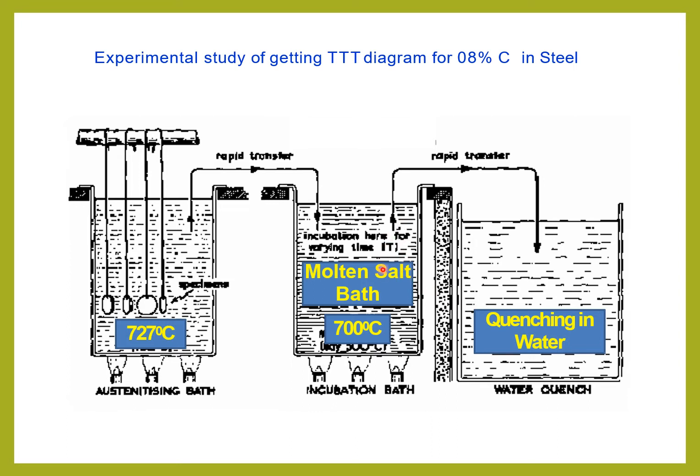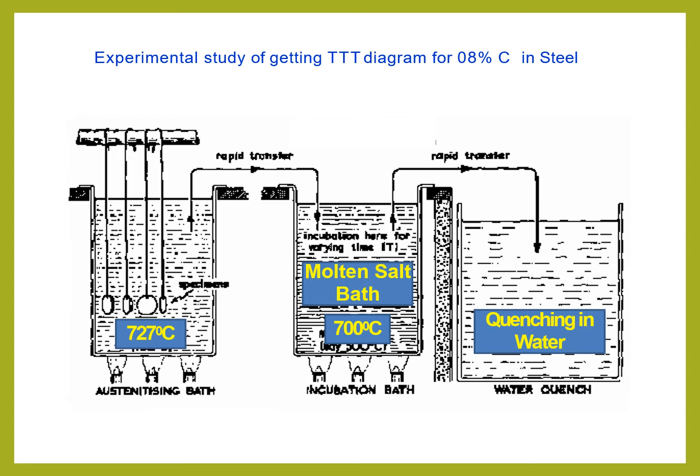So again we take one sample and keep it in water quenching. This is called the water tub, and here we do the quenching. The samples that had converted into pearlite will still remain in the pearlite structure, while the remaining samples are converted into martensite structure.